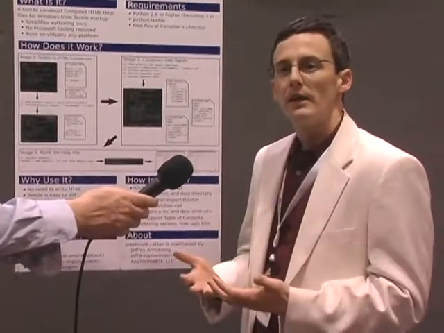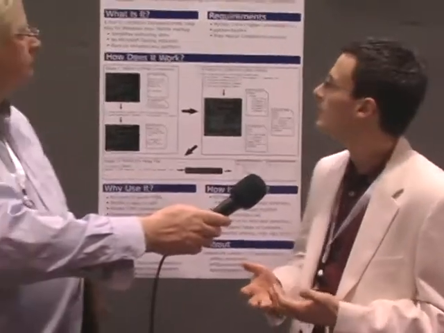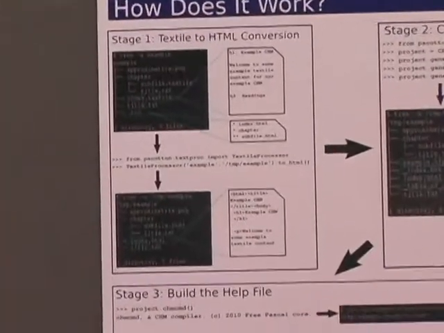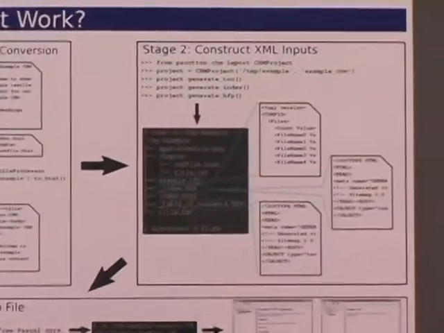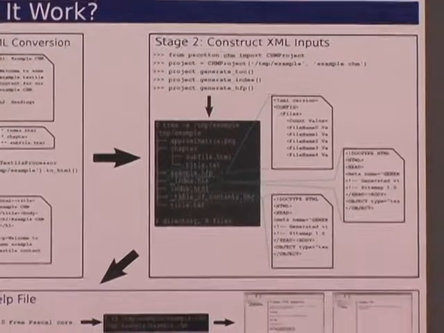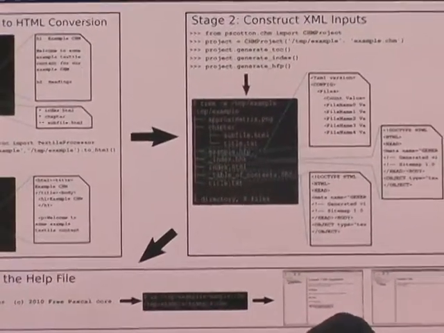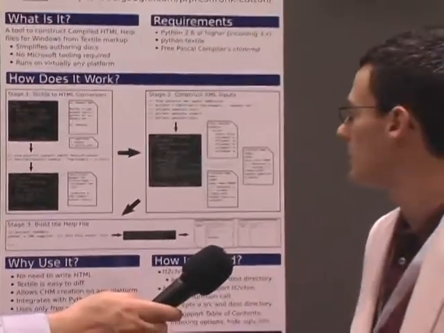So the steps it progresses through: first, it's going to convert all those Textile documents into HTML, and then second, it's going to take those HTML files and start walking through the directory structure, building some essentials that you'd expect in a help file. You're going to need a table of contents for your help, an index for your help, and a help file project that defines all the files that are going to be in your help and your documentation.